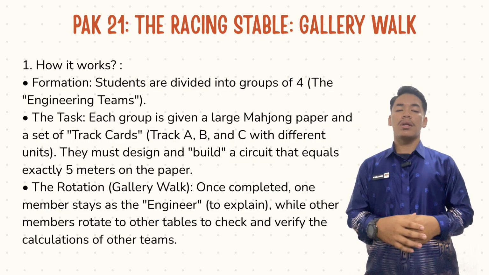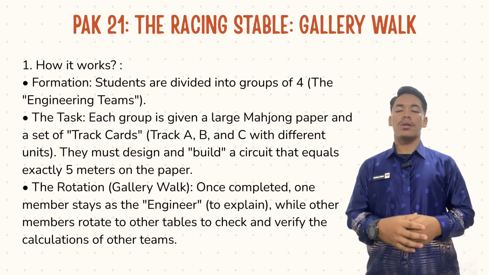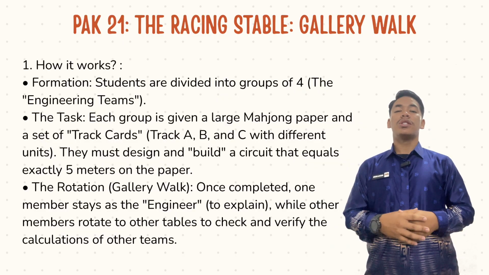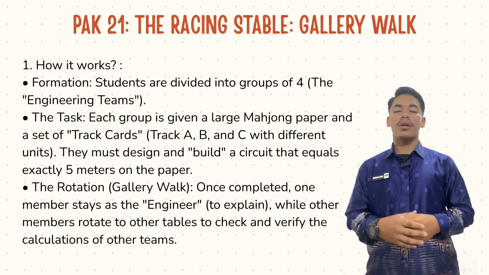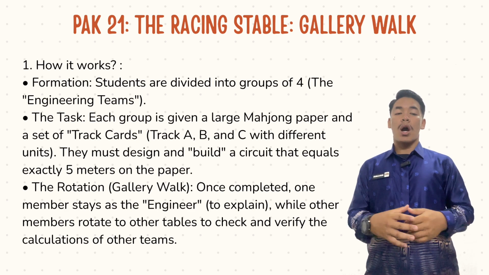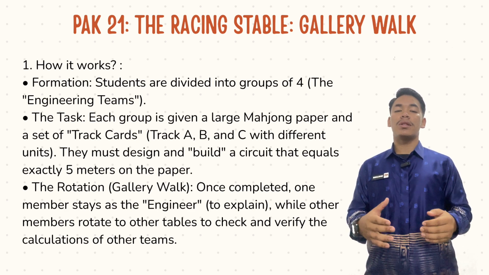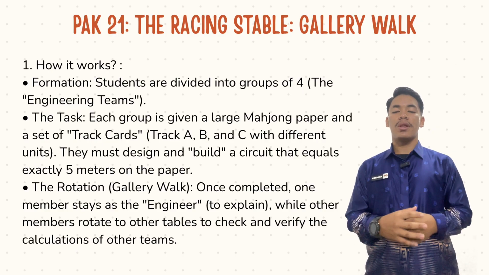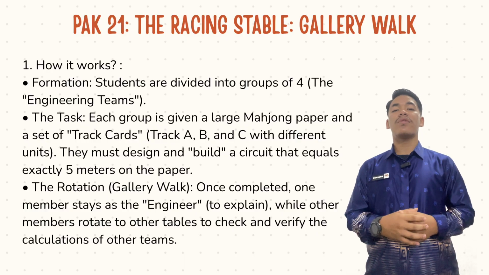Next is the task. Each team is provided with a large mahjong paper and a set of track cards. These cards represent the 3 types of track we discussed earlier: track A, track B, and also track C. Their mission is to design and build a circuit by sticking these cards onto the paper. However, there is a strict engineering requirement. The total length of the connected cards must equal exactly 5 meters. This forces them to apply the algorithm we designed: convert, combine, and also verify.